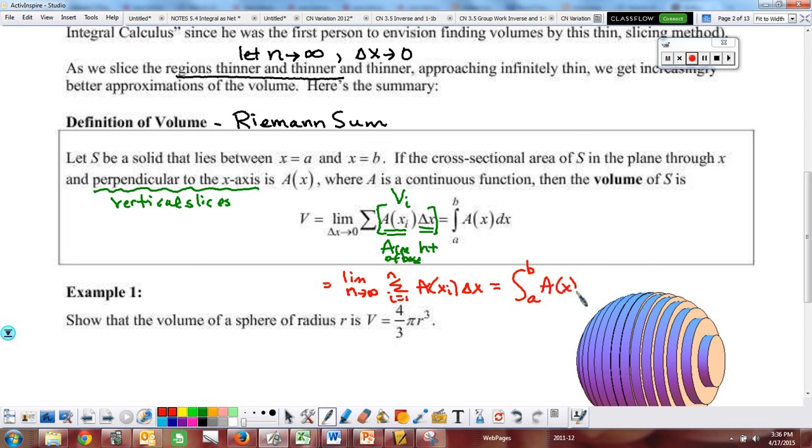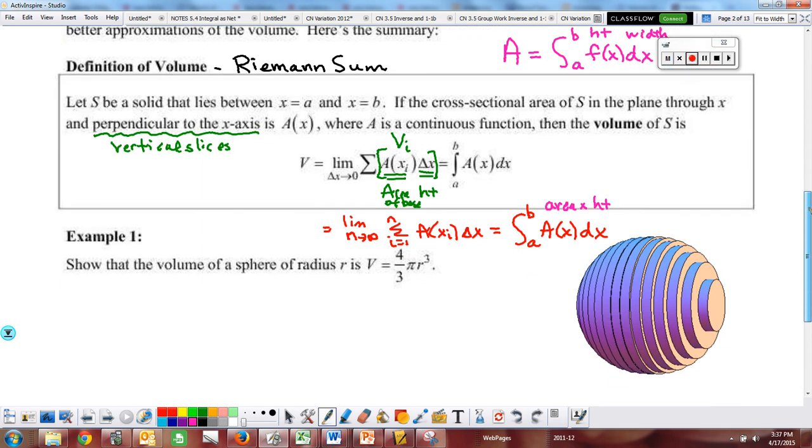Now, the difference between what we had before and what we are currently looking at is that when we did area as a Riemann sum, it was the definite integral from a to b of f of x dx, where we had height times width of the rectangle, which is what was summing up the areas. Here I have area times height, which is three-dimensional and is summing up the volumes. And so that's the idea of how we're going to calculate our volumes.